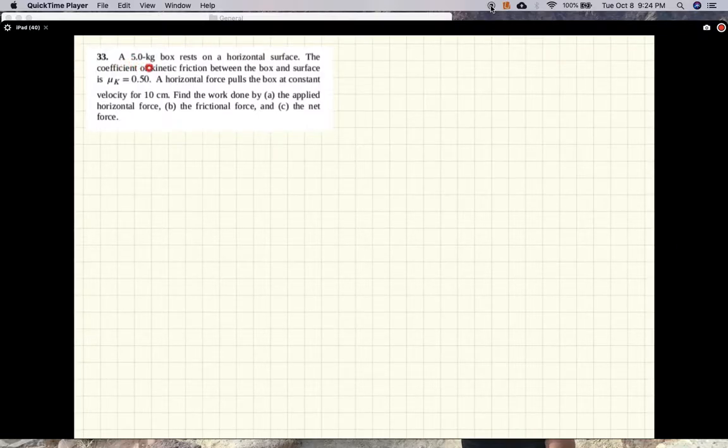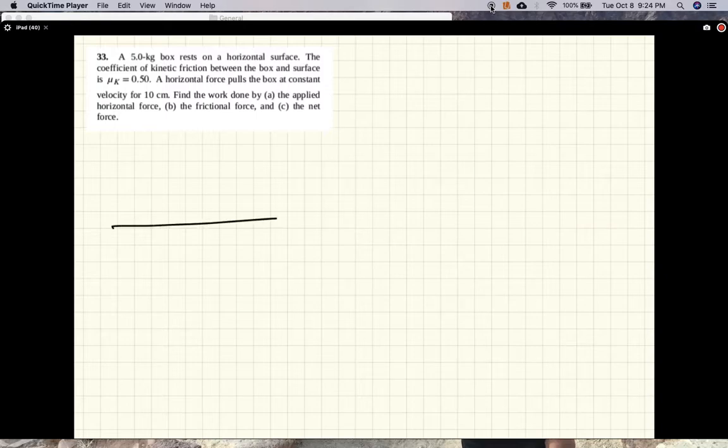This problem says a 5 kg box rests on a horizontal surface. The coefficient of kinetic friction between the box and the surface is 0.5. Mu k is 0.5. A horizontal force pulls the box at constant velocity for 10 centimeters. Find the work done by the applied horizontal force, the frictional force, and the net force.